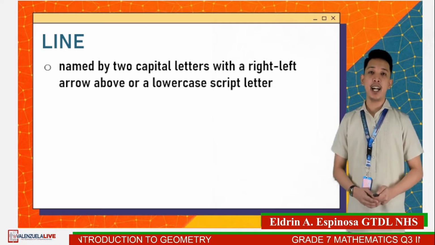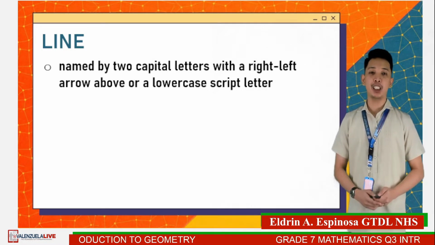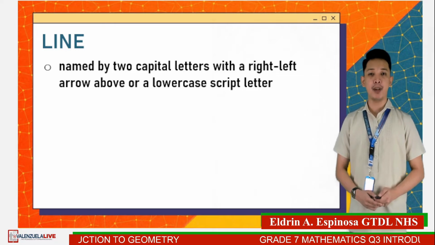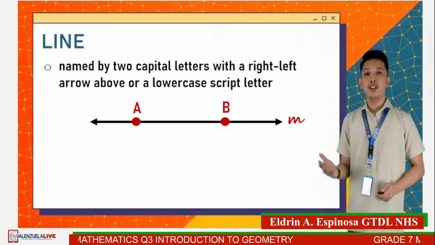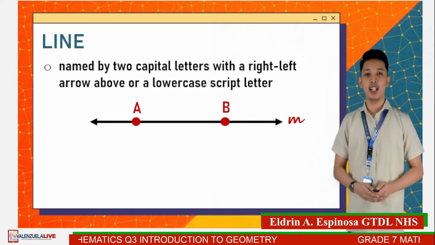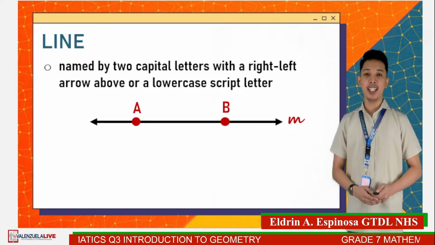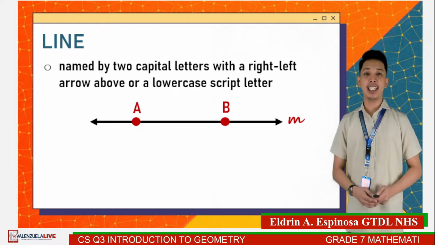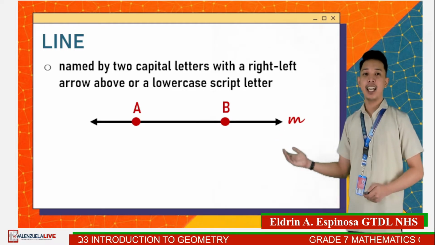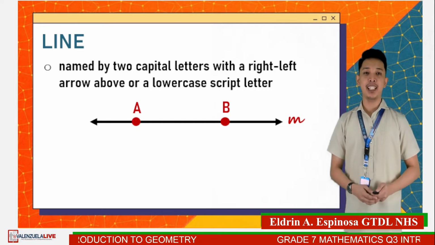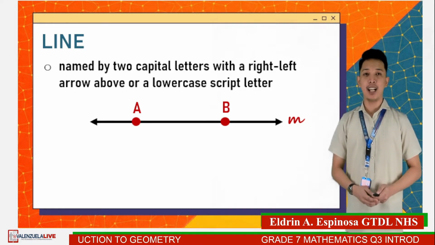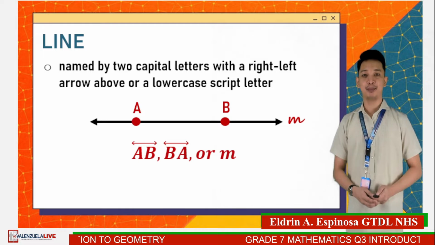It can be named by two capital letters with a right-left arrow above or a lowercase script letter. For example, in this figure, using the points that lie on it, we can name it as line AB and line BA. This line can also be named using lowercase letter m as line m.